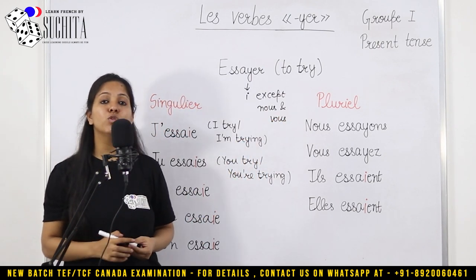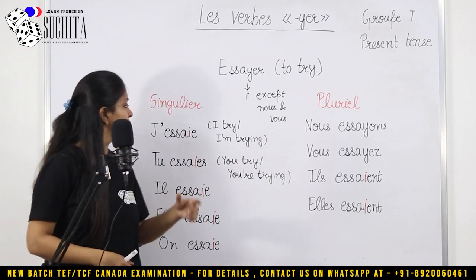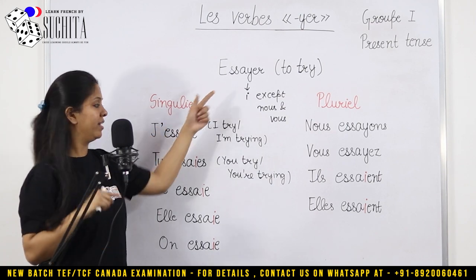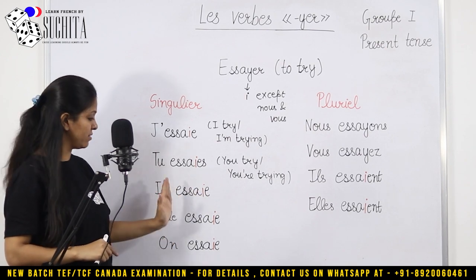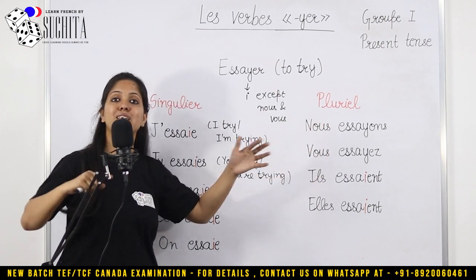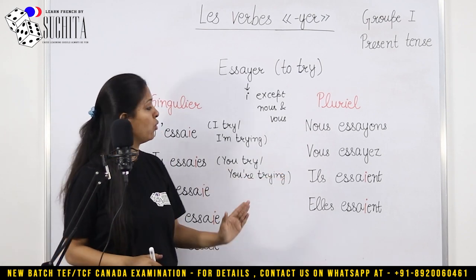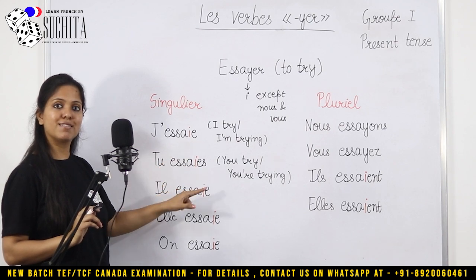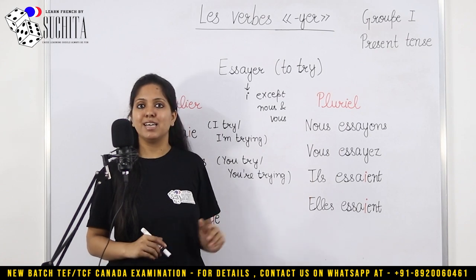In case of nu and vu, this Y will remain Y. Apart from that, this Y will change into I. So, you have E-double-S-A, Y no, I: E-double-S-A-I, E-double-S-A-I, E-double-S-A-I. Similarly, in nu and vu, this Y will remain Y, so it becomes E-double-S-A-Y. Okay? Now, the endings are same as normal ER verbs: E, ES, E, E, E, ONS, EZ, ENT, ENT.